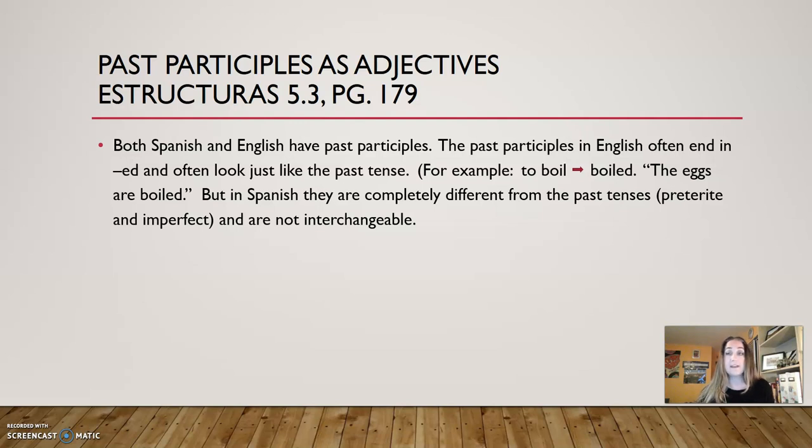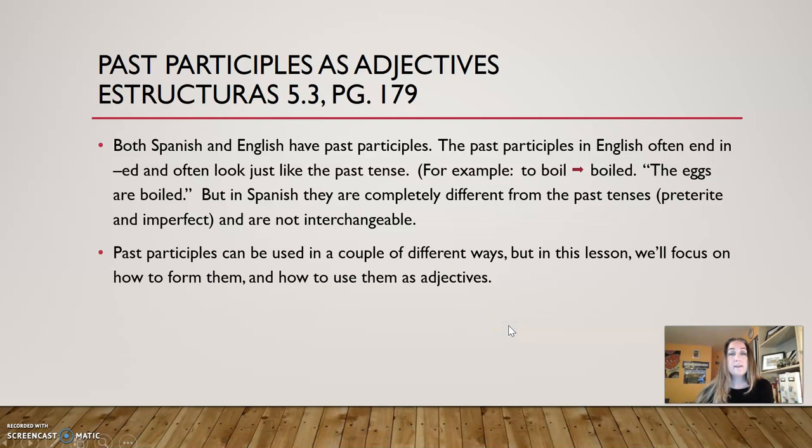We're describing the eggs. In Spanish, however, the past participle is completely different from the past tenses. Past tenses, of course, are preterite and imperfect, and you learned them in Spanish 2 and reviewed them in Spanish 3. They are not interchangeable with past participles. Past participles can be used in a couple of different ways, but in this lesson we're focusing only on how to make them and how to use them as adjectives.